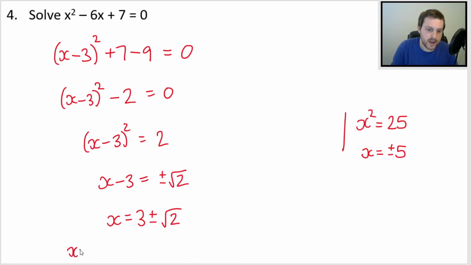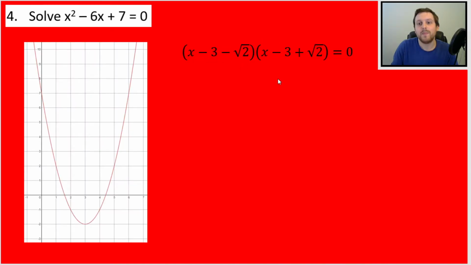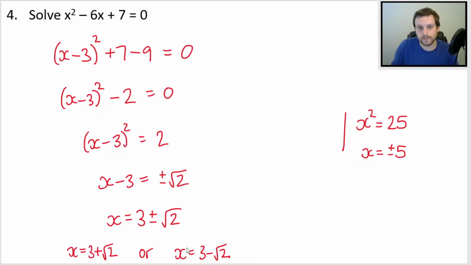So one solution is x is 3 plus root 2. And the other solution is x is 3 minus root 2. So I've just literally read it off. 3 plus root 2 or 3 minus root 2. And can you believe it? That's the same as what you would have had here. After you make sure you take into account that if this is 0, then x would have been 3 plus root 2, and if this was 0, then x would have been 3 minus root 2, which are your two solutions. Okay, so I'm going to set you some Hegarty just on completing the square.